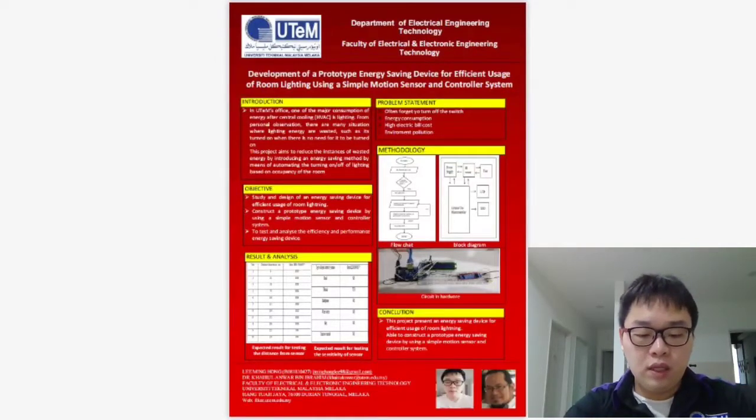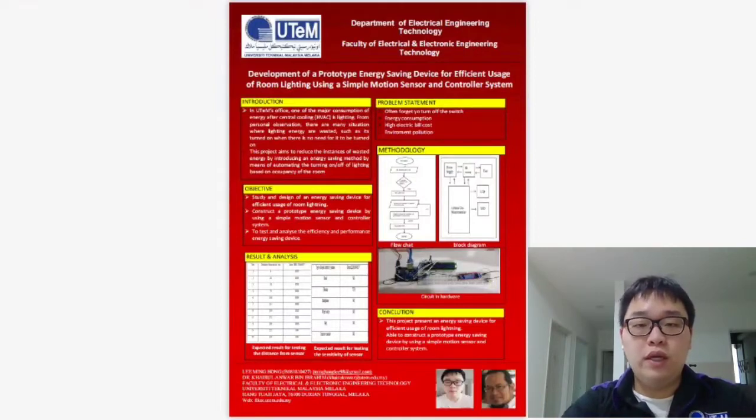As an example, in many instances we found that the lecture rooms are lit but there are no occupants inside. Unused electrical energy means wasted energy cost, as well as increased carbon dioxide emission from fossil fuel generation. Therefore, this project aims to reduce the instances of wasted energy by introducing an energy saving method by automating the turning on or off of lighting based on the occupancy of the room.